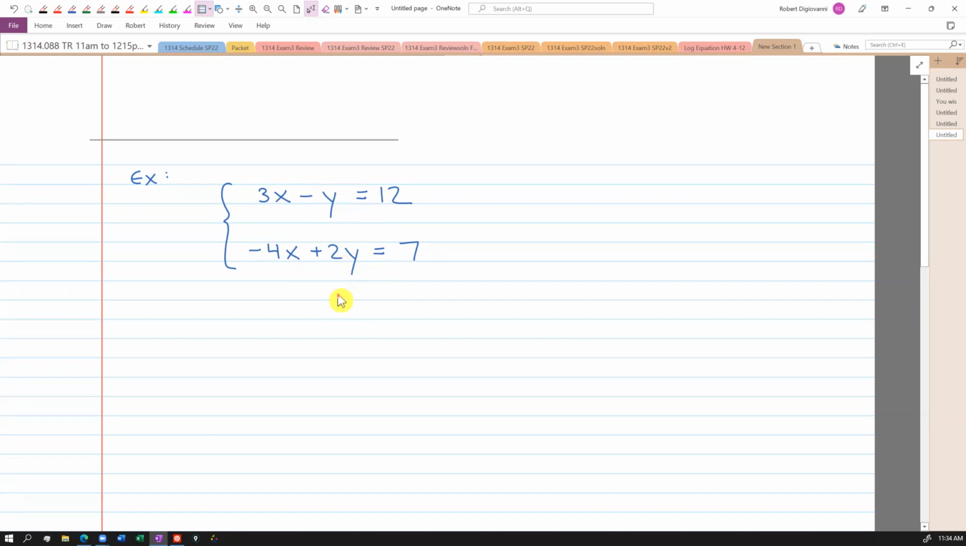Now, what do you think? Does there have to be a solution? Think about it geometrically. You have two lines, right? The solution is where they hit each other. Do two lines have to hit one another? No, they could be what? They could be parallel lines, couldn't they? In which case we'd have no solution. So it is possible to get no solution.